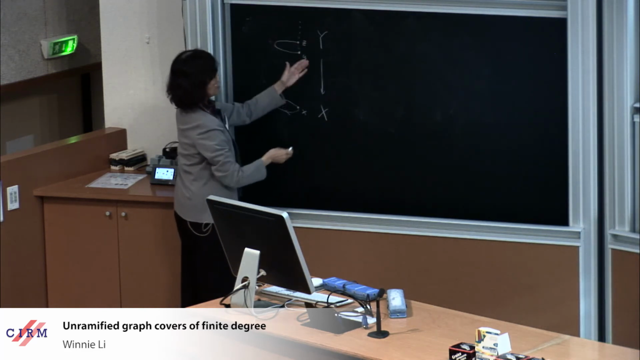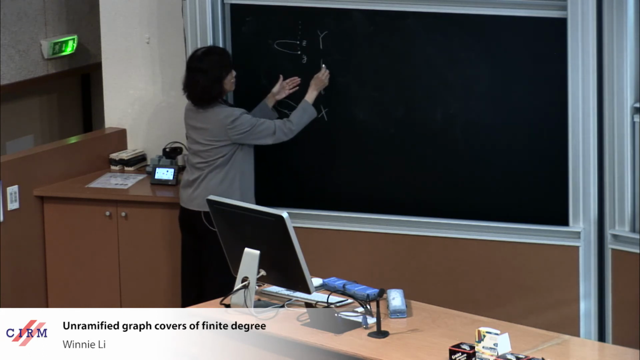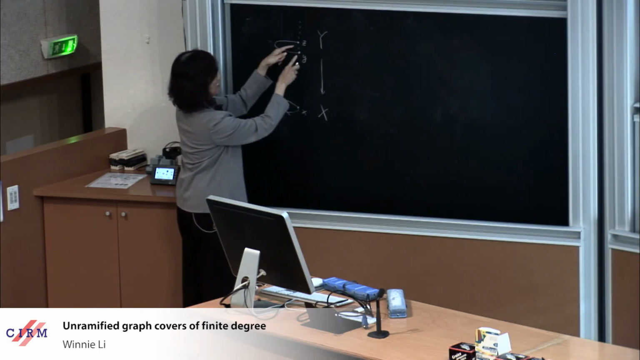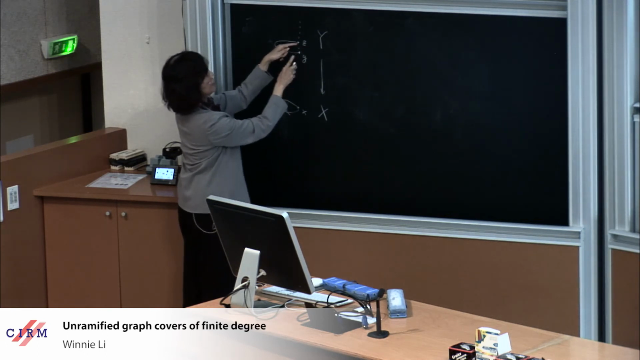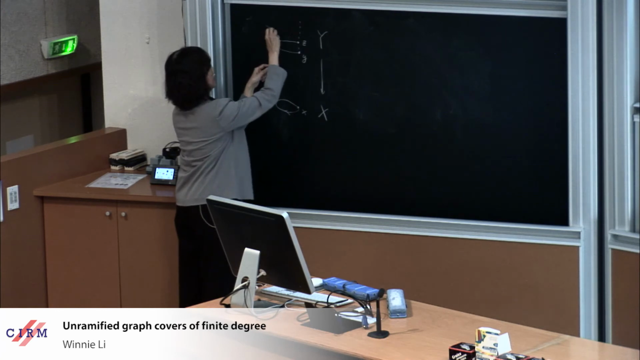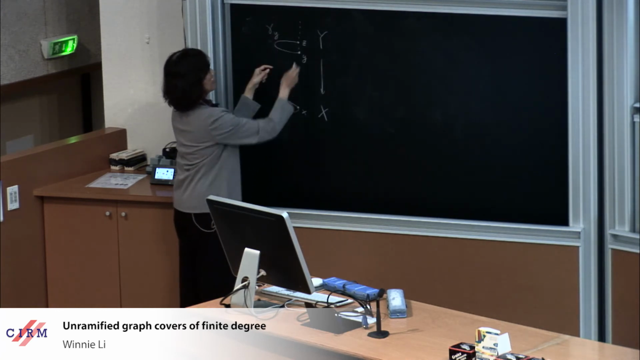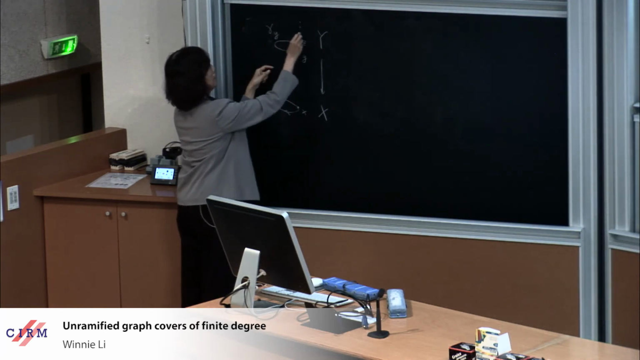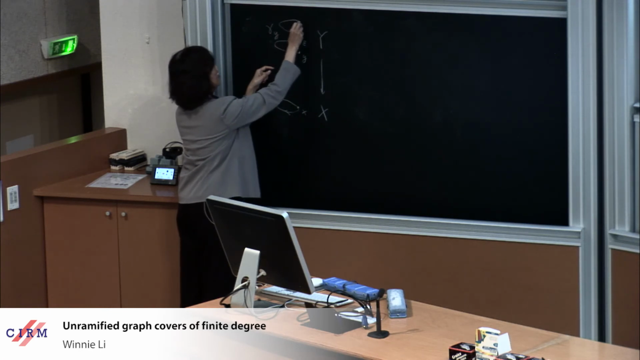Now, since this is a Galois cover with a Galois group G, there's a unique element in the Galois group which sends Y to Z. We may call that element gamma Y. If I pick another starting point, then I will have another ending point, and another element, gamma Y prime.